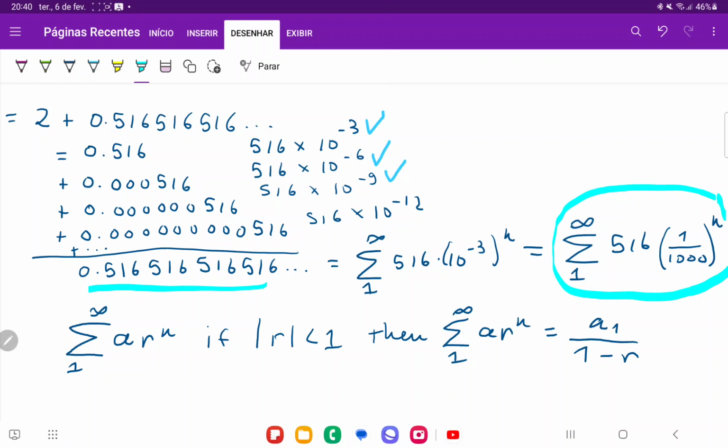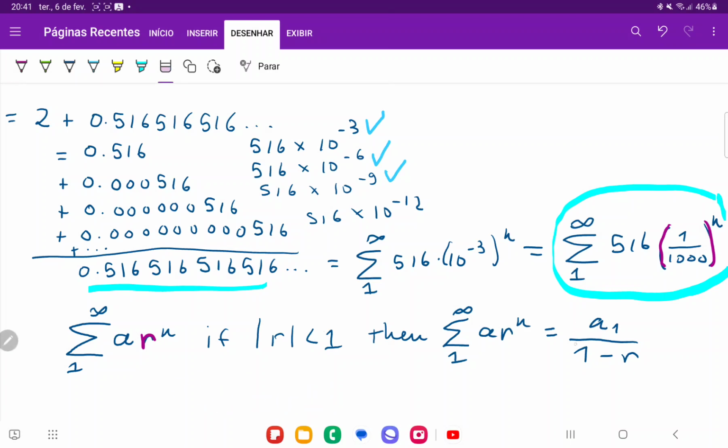So what we have to do here is check whether the absolute value of the ratio is less than 1. The ratio, if you can see here, is the thing that's being raised to the power of n. So in our case, the thing that's being raised to the power of n is 1 divided by 1,000. And since the absolute value of 1 divided by 1,000 is definitely less than 1, it means that the sum here does converge, right?